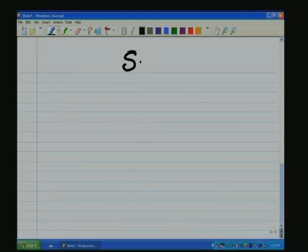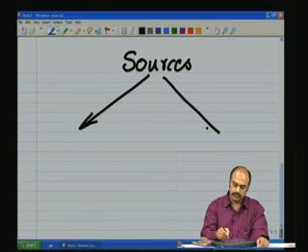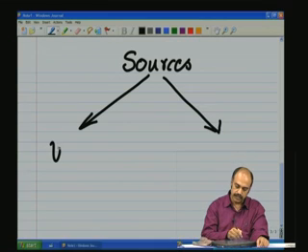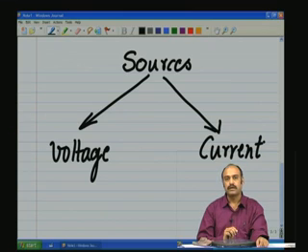Now, if you look at these sources themselves, electrical sources themselves, they can be broadly classified as voltage source and current source. In the voltage sources, the voltage is determined by the source and it is held constant. In the current source, the current is determined by the source and it is held constant.